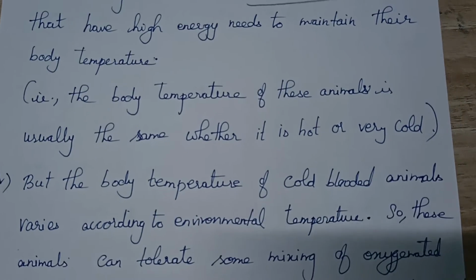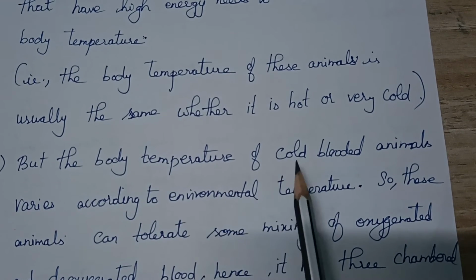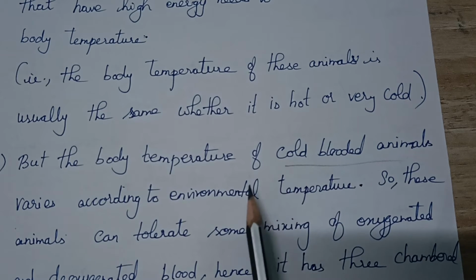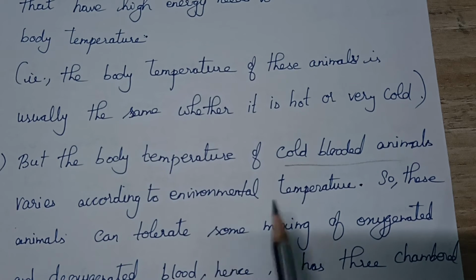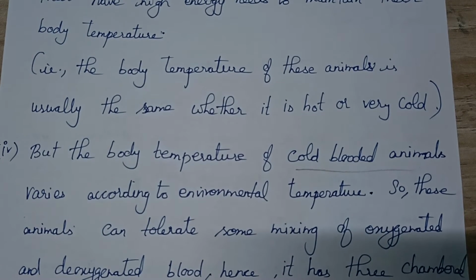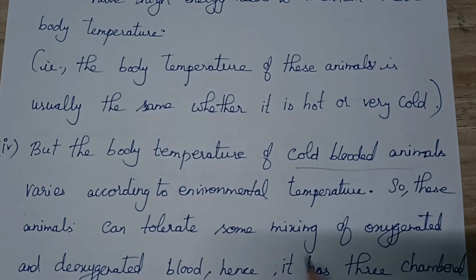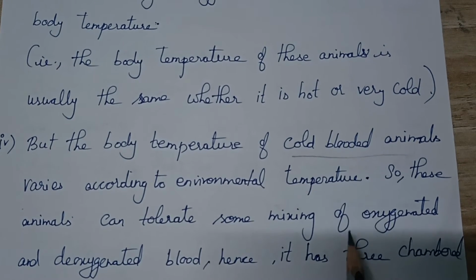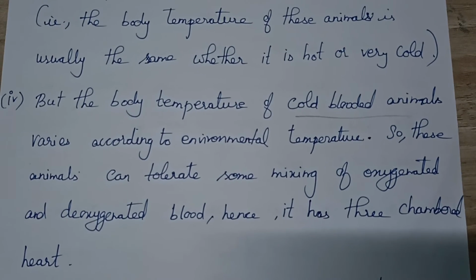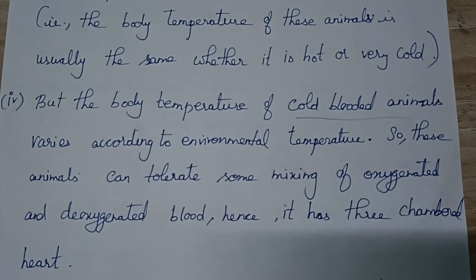But the body temperature of cold blooded animals like reptiles and amphibians varies according to the environmental temperature. So it will change the body temperature according to the surrounding environment. These animals do not require that much oxygen supply. It can tolerate something. So these animals can tolerate some mixing of oxygenated and deoxygenated blood. Hence it has a 3-chambered heart, meaning there is no need for four separate chambers.